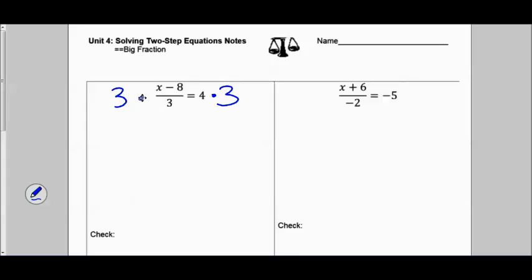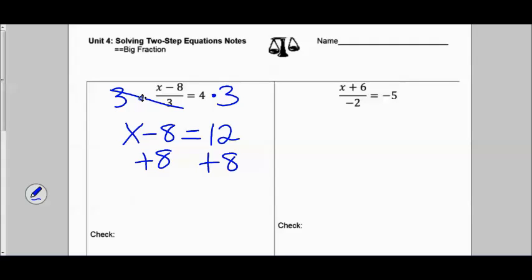So our 3 being multiplied to both sides is going to cancel out the 3 on the bottom. And we're left with just what was in the numerator, x minus 8. 4 times 3 is going to give me 12. Now we're left with just a one-step equation. So we have x minus 8 is equal to 12. Well, we're going to use opposite operations to get rid of the negative 8. So opposite of that would be to add 8. And we want to make sure we do it to both sides. My 8's are going to cancel, and I have x is equal to 20.